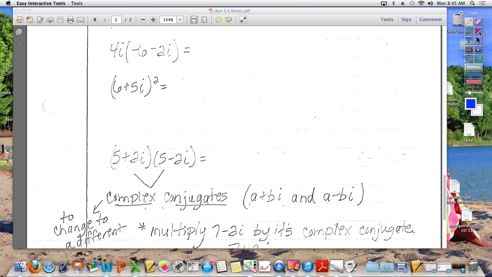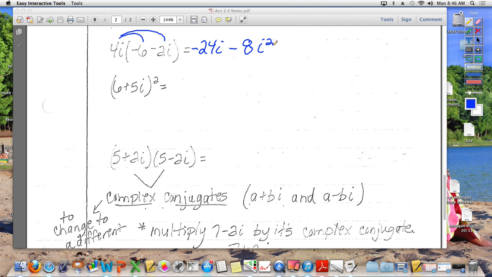All right, 4i times negative 6 minus 2i. So we're distributing 4i into negative 6, and 4i into negative 2i. What is 4i times negative 6? Negative 24i. Very nice. 4i times negative 2i: what's 4 times 2? 8, and then we have an i times an i, which gives us an i squared. All I'm doing is distributing. No FOIL this time, we're just distributing.